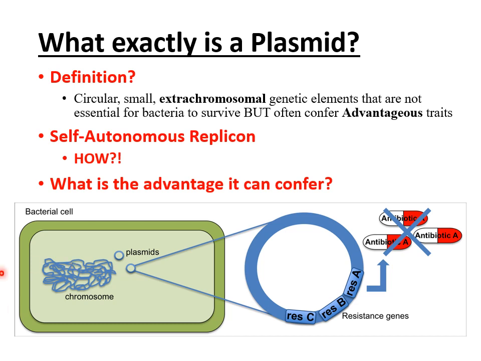And with that, I'm going to jump to the last question that I wrote on the slide. What do we mean by advantageous traits? What advantage can a plasmid occur? Well, the big one is antibiotic resistance, which is shown here. Okay, so plasmids can contain antibiotic resistance genes.